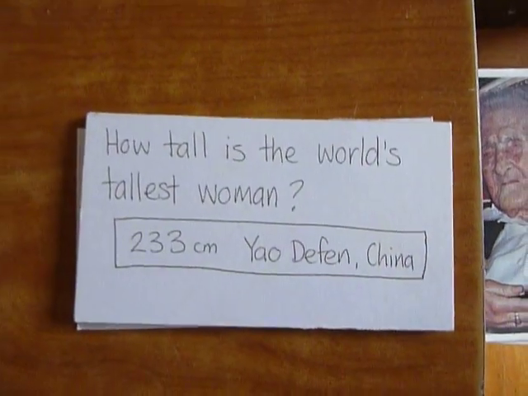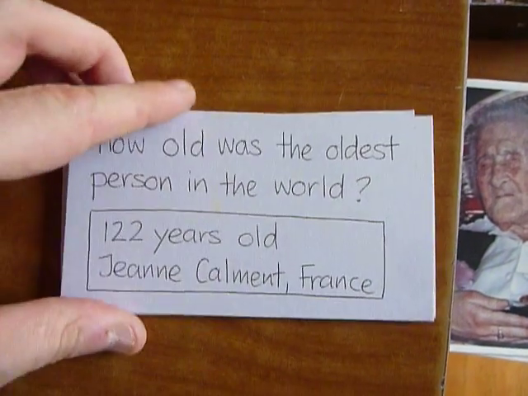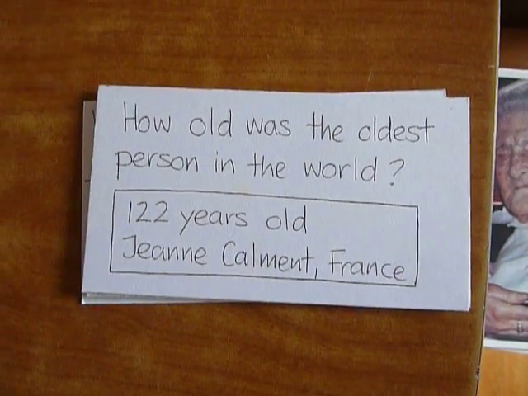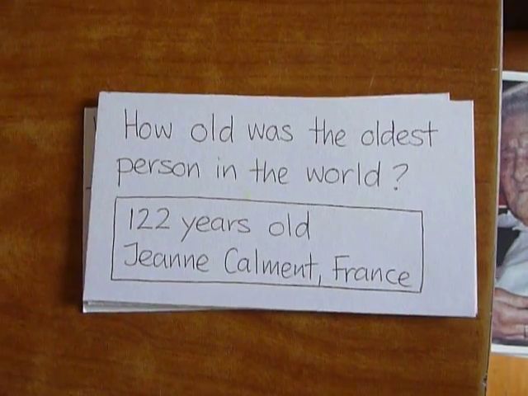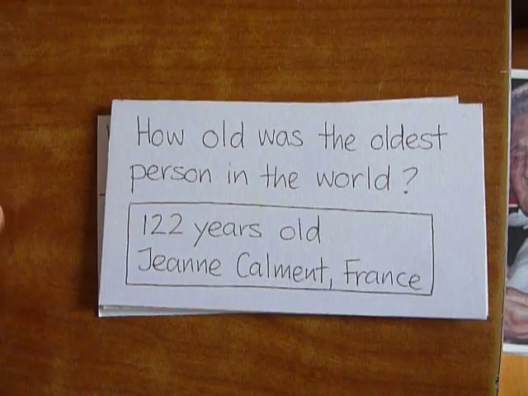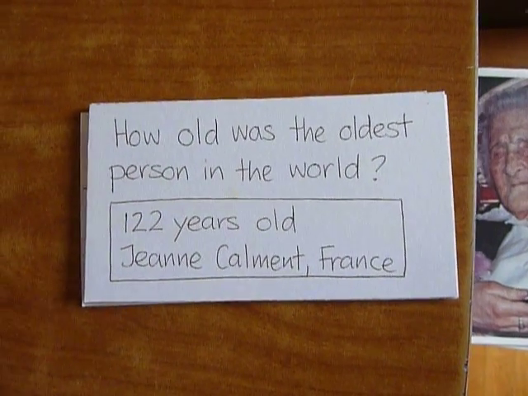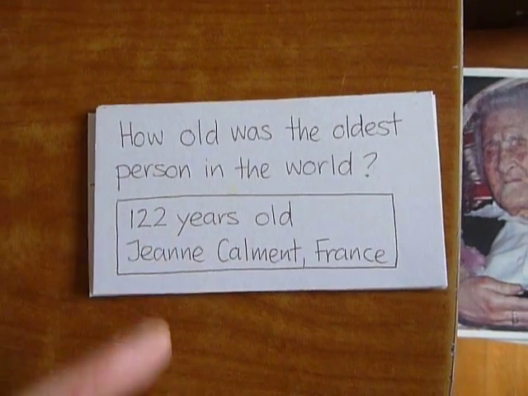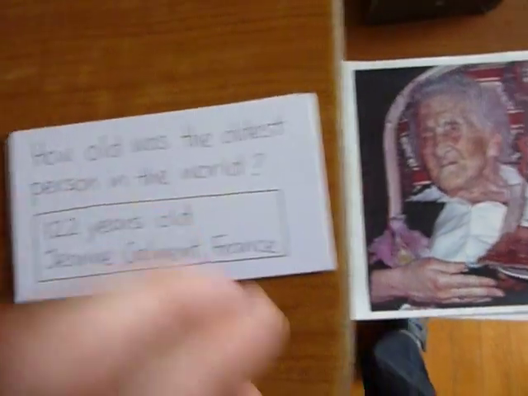The next picture is this one, which goes with the question, how old was the oldest person in the world? She's dead now, which is why it's in the past tense, but at the time of her death, she was 122 years old. So again, whichever team guesses the closest to the correct answer gets priority on attack.